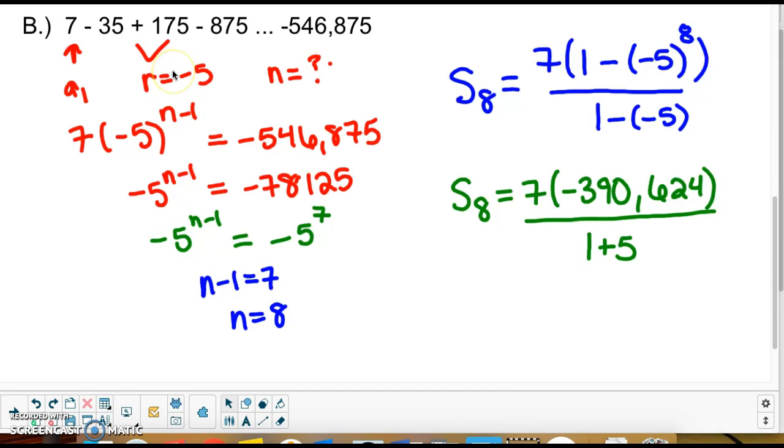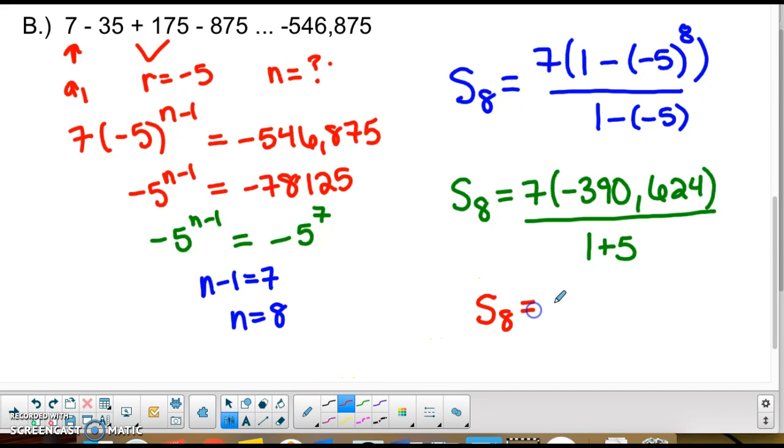-390,624. So if we write that, we have 7 times that -390,624 divided by this. We can both make a positive because there's no other operation there, so we just have 1 plus 5, and so we get the sum of the 8 terms to be -455,728.